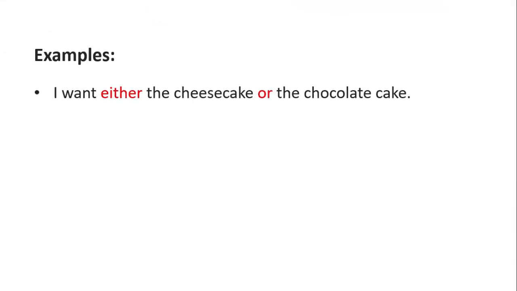Examples: I want either the cheesecake or the chocolate cake. Either and or are the paired conjunctions, or the correlative conjunctions, that are used to join two phrases.